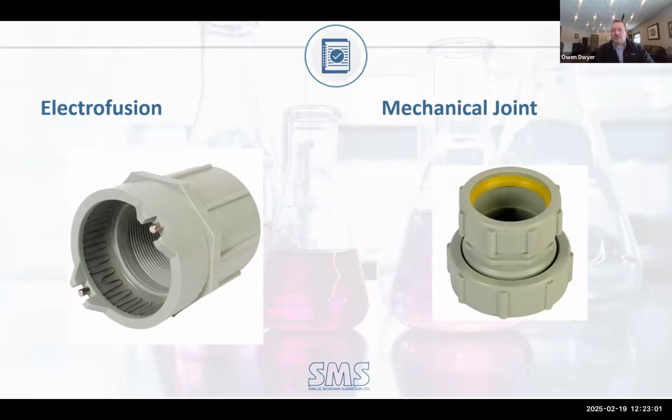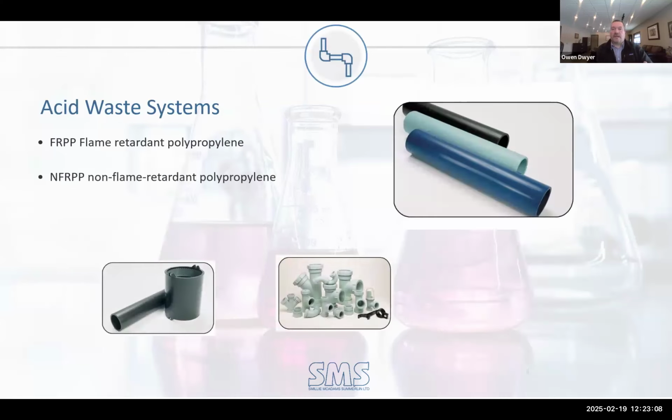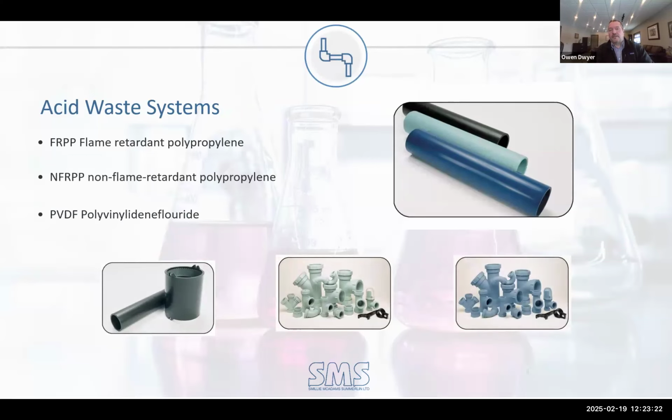There's two ways of joining polypropylene and PVDF, either fusion or mechanical. And again, we're talking sometimes terms flame retardant polypropylene, non-flame retardant polypropylene. It's still polypropylene. It does not meet the flame spread. It's just it's got to be a sprinklered building. And then there's PVDF. PVDF meets the flame and smoke for non-sprinklered corrosive waste applications, plenum applications, but it too cannot be used in a vertical shaft because it is a combustible product.